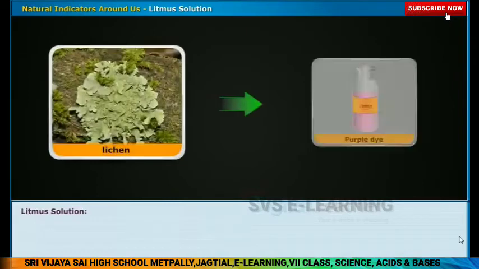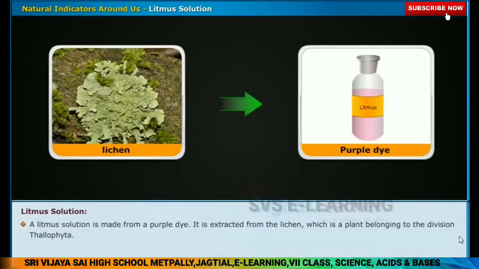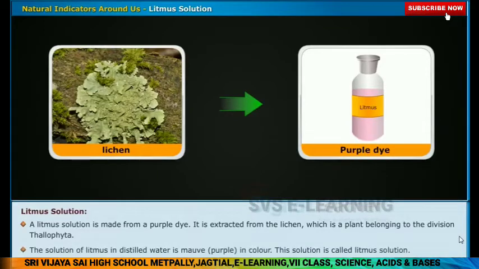Litmus solution. A litmus solution is made from a purple dye. It is extracted from the lichen, which is a plant belonging to the division Thallophyta. The solution of litmus in distilled water is mauve, that is purple in color. This solution is called litmus solution.